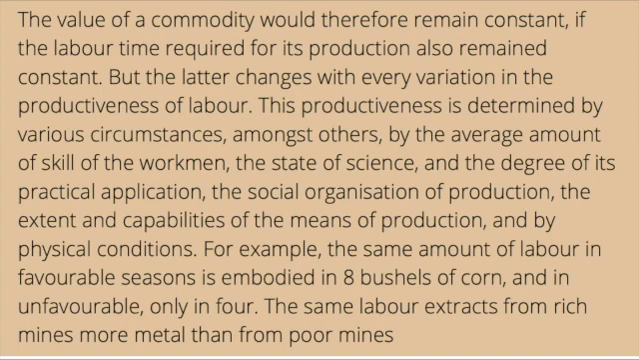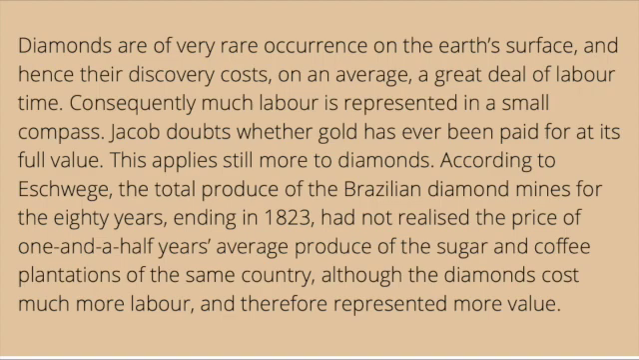For example, the same amount of labor in favorable seasons is embodied in 8 bushels of corn, and in unfavorable only in 4. The same labor extracts from rich mines more metal than from poor mines. Diamonds are a very rare occurrence on the surface, and hence their discovery costs, on an average, a great deal of labor time. Consequently, much labor is represented in a small compass. Jacob doubts whether gold has ever been paid for at its full value. This applies still more to diamonds.